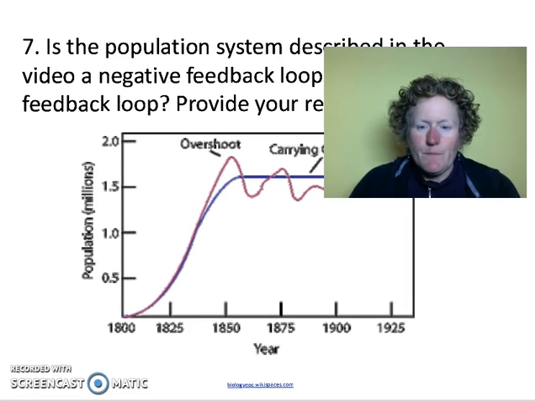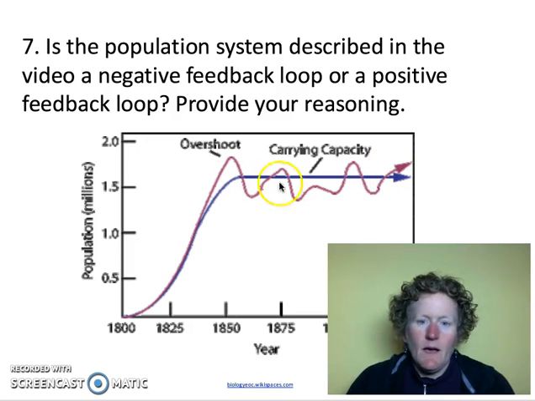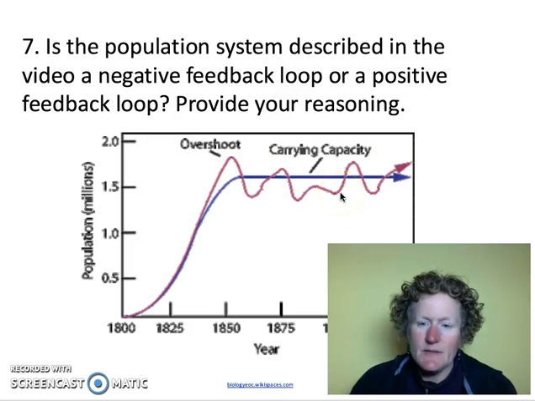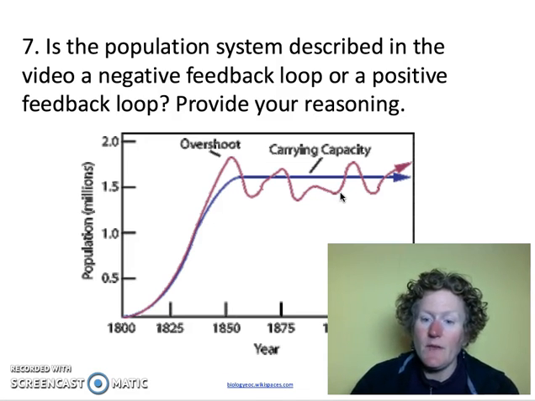So this graph is from the video, and you can see that the population is vacillating back and forth across a constant here. Does this represent a positive feedback loop or a negative feedback loop? And I'll let you think about that for a moment.